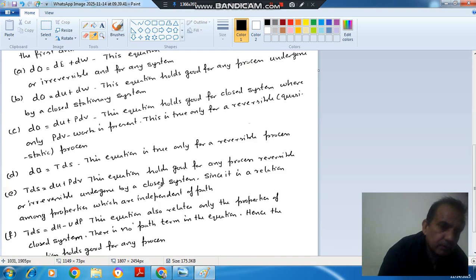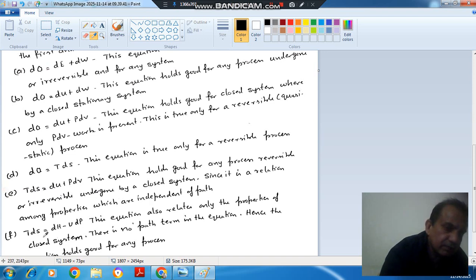Now if here we put dQ as TdS, then TdS will be equal to dU plus PdV. Now it is valid for both reversible as well as irreversible processes, because these are property relations. T is a property, S is a property, U is a property, P is a property, V is a property. So it is valid for any process, reversible or irreversible, undergone by a closed system, since it is a relation among properties which are independent of path. So these are property relations.